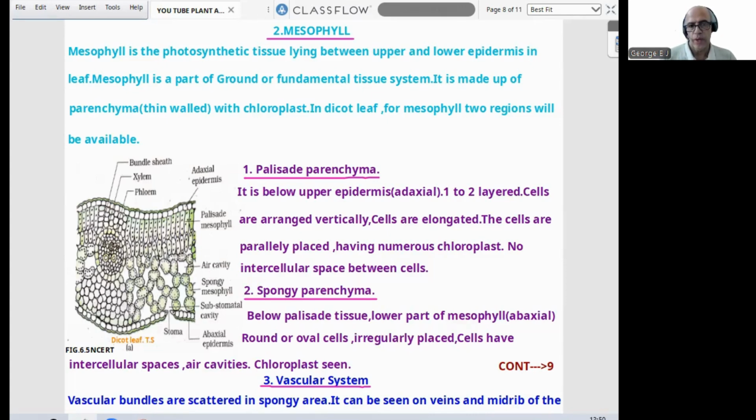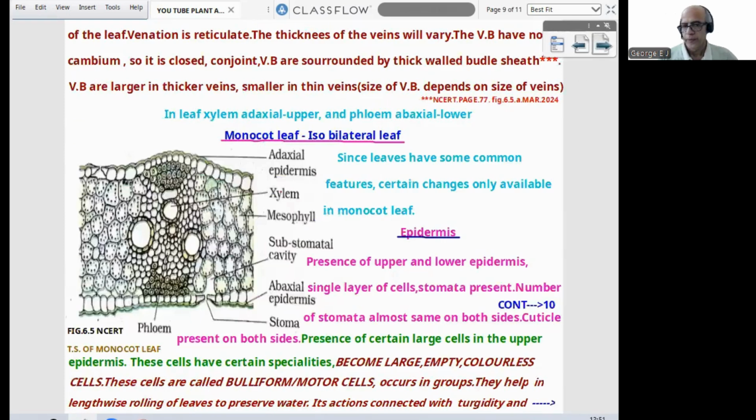Now comes the vascular tissue system, or vascular system. Vascular bundles are scattered in the spongy area. Here you can find the spongy area. It can be seen on the veins and midribs of the leaf. Venation in a dicot is reticulate. The thickness of the veins will vary. The vascular bundles have no cambium since it is a leaf. So it is closed, conjoined.